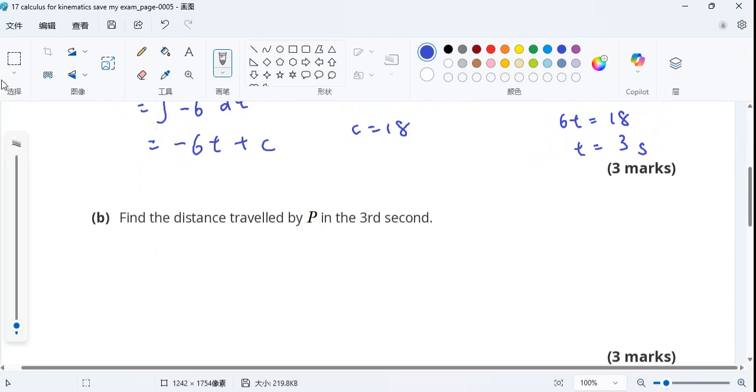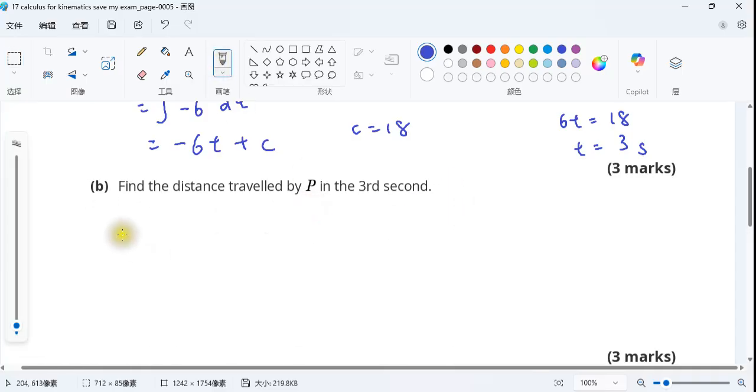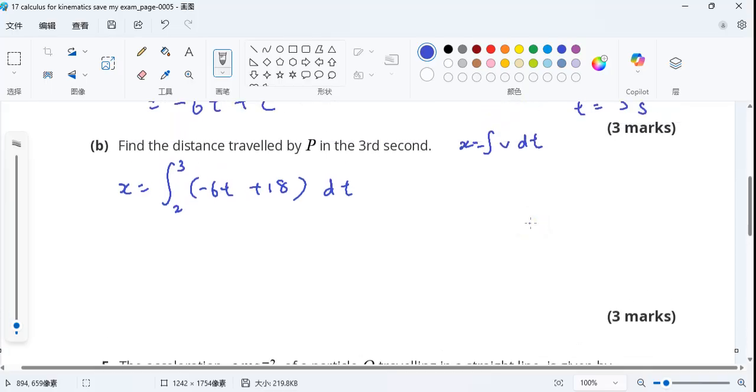So in the third second, we will find the integration. So the distance traveled will be the integration from 2 seconds to 3 seconds of negative 6t plus 18 dt. Okay, x is the integral of v dt. So it will be negative 6t squared over 2 plus 18t from 2 to 3.